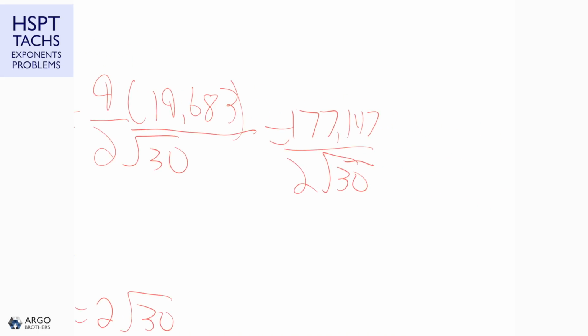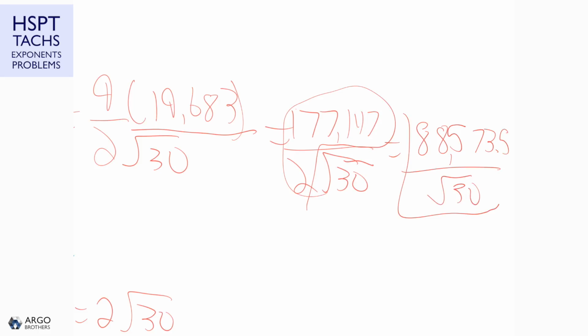We can go even further just by dividing that number by 2 if we want. And so we get 88,573.5 divided by the square root of 30. All right, awesome. And so that's the answer.